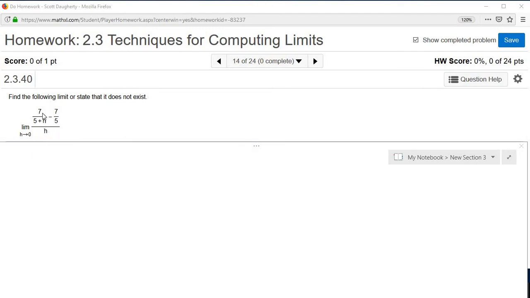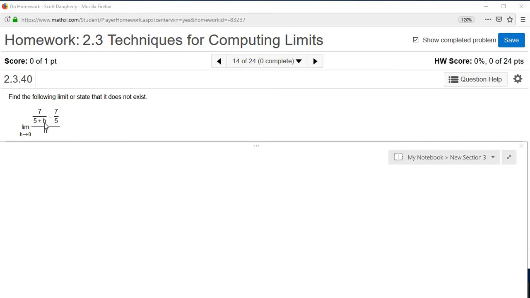Now remember, the way the substitution method works is we're going to plug in h equals 0 into this function to determine this limit. The reason I'm plugging in 0 for h is because h is getting closer to 0. Now remember, when you're evaluating this limit, what it's really asking you to do is to figure out what this function is getting closer to as h gets closer to 0. So technically, the limit is not asking you what's happening when h is 0. But nonetheless, when you use the substitution method, you actually plug 0 in for the h.